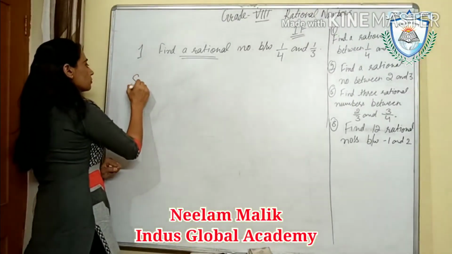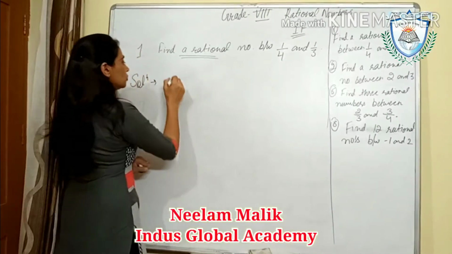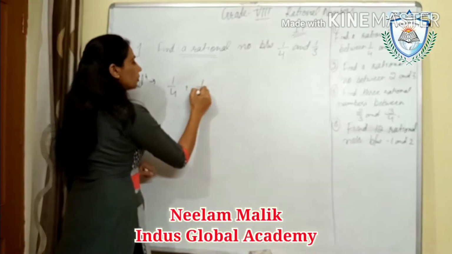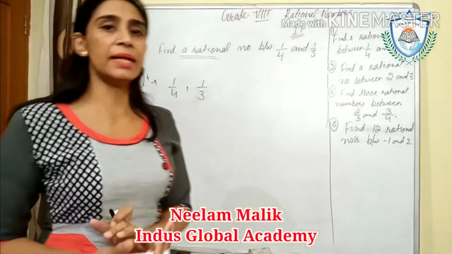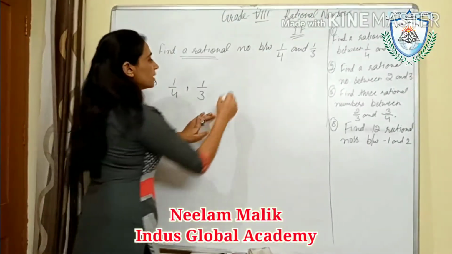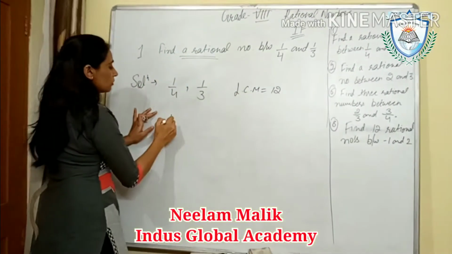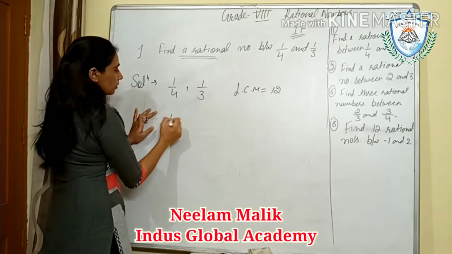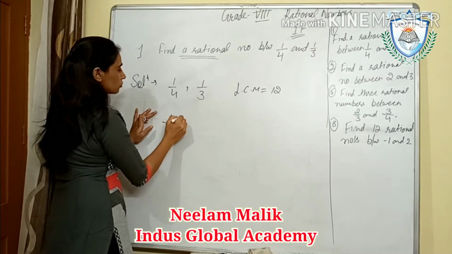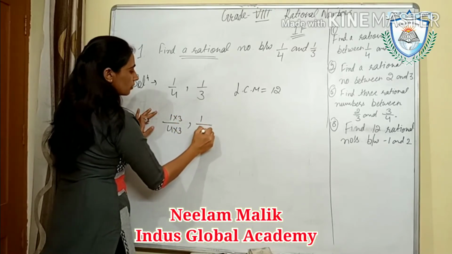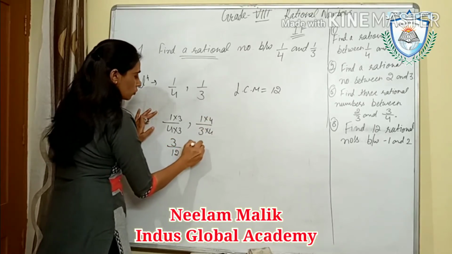So here first you will write the given numbers. Suppose you are having 1 upon 4 and 1 upon 3. First you will make their denominators the same. How will you do that? By taking their LCM. So what will be the LCM here? LCM is 12. Okay. So it will be 4 times 3 is 12, and here also 3 times 4. You can say 3 upon 12, comma, 4 upon 12.